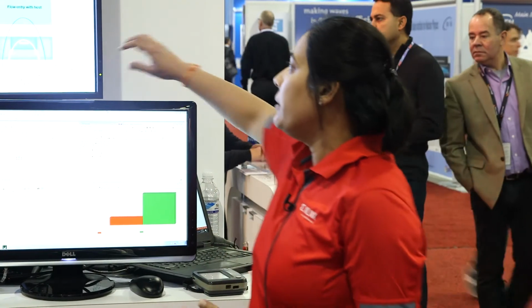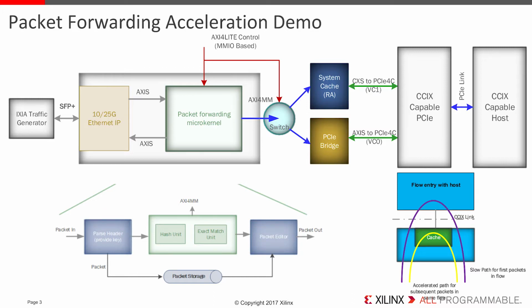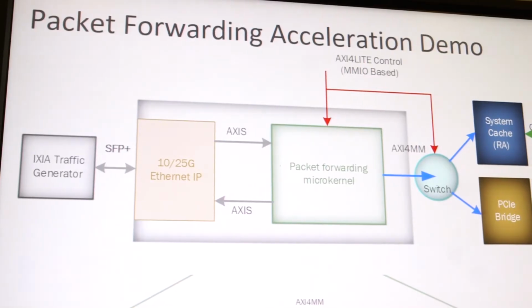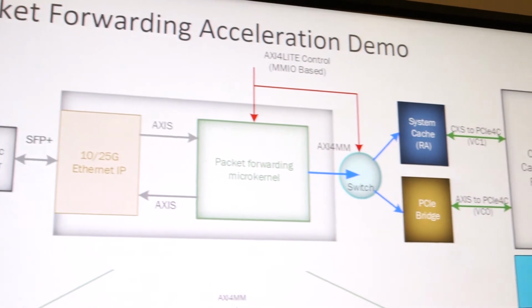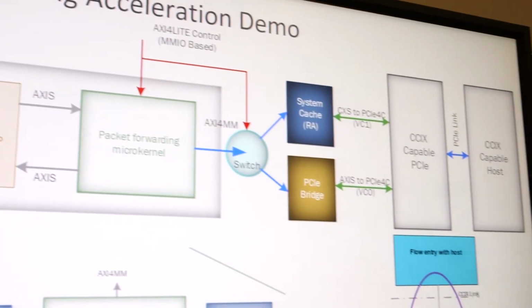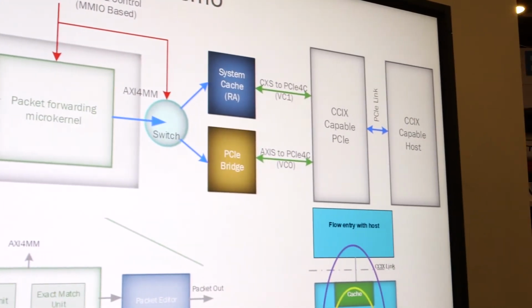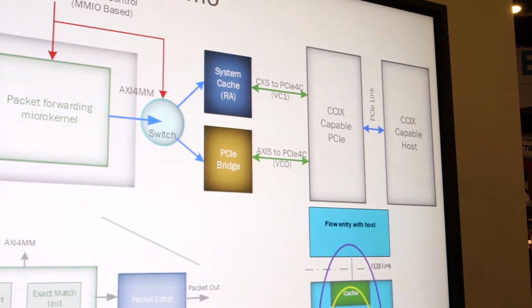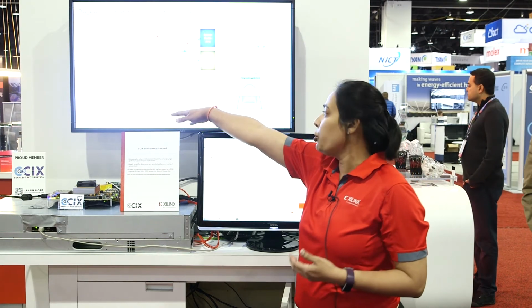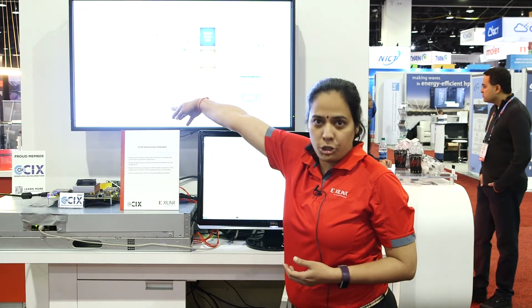Here we are showcasing a simple L2 level switching packet forwarding acceleration demo. What we have essentially here is our packet forwarding tables are stored in the host memory, and on the FPGA we have an Ethernet IP which is receiving the frames, and then we have a packet forwarding microkernel which is basically parsing the Ethernet frame, extracting the destination MAC address out of it, using the destination MAC address as a key and doing a key value lookup as an exact match unit.